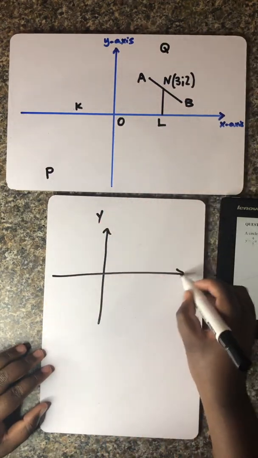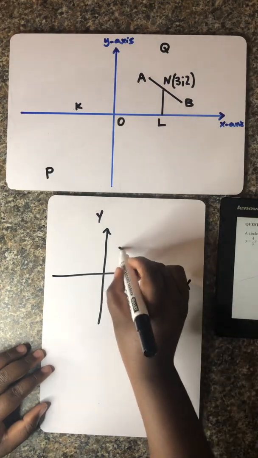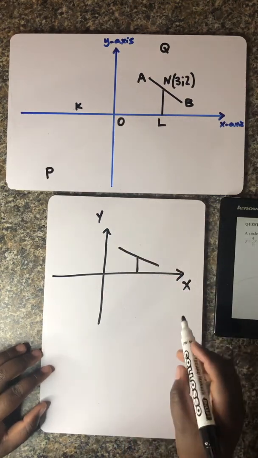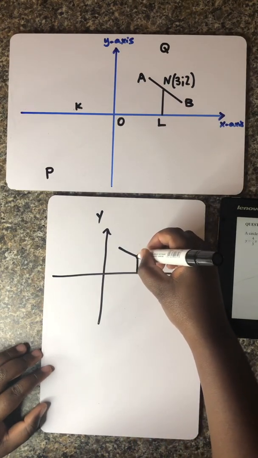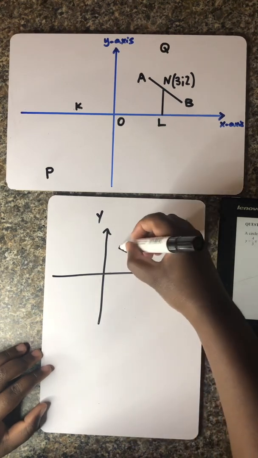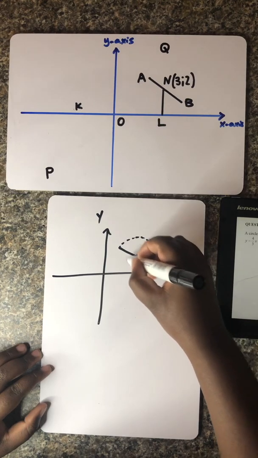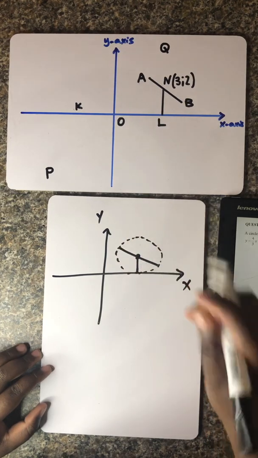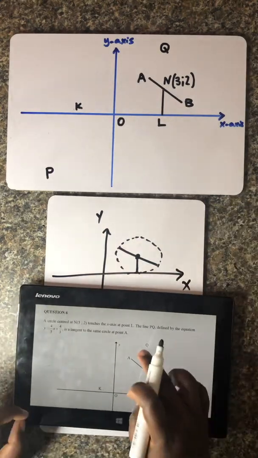I'm going to erase it as soon as I'm done with the explanation. Okay, so what they are saying, ladies and gentlemen, is that you've got an N over there, which is the center of a circle. Okay, so let me just read something, ladies and gentlemen.